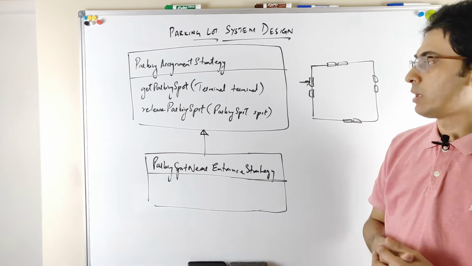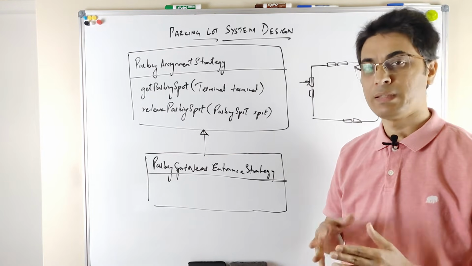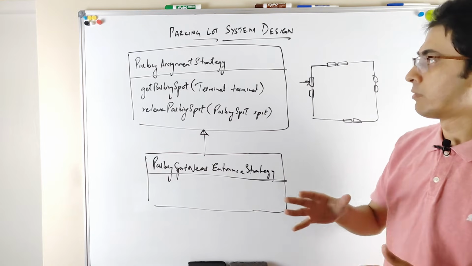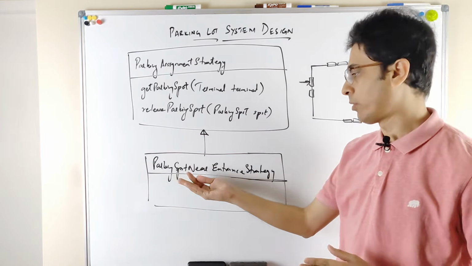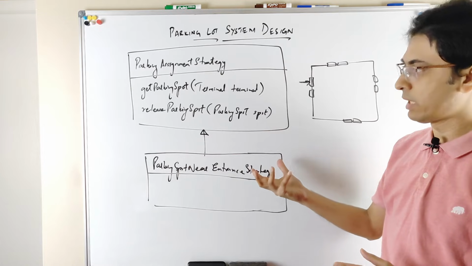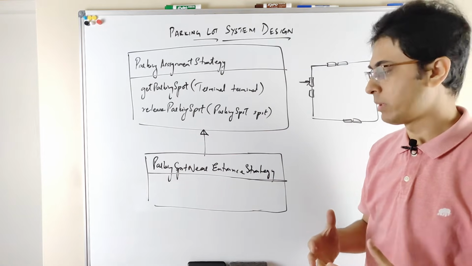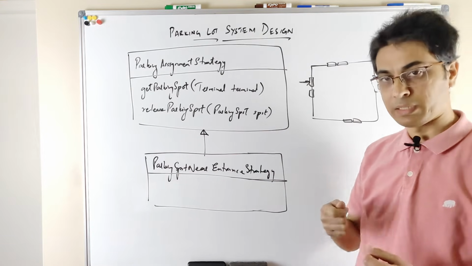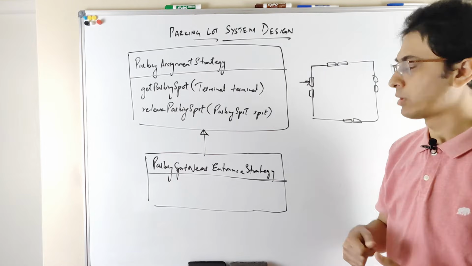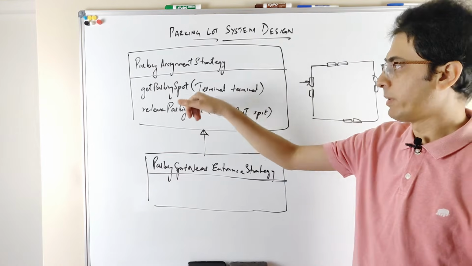available again. And now here we will be using the strategy design pattern, where we'll actually inherit our ParkingSpotNearEntranceStrategy class, which will implement the algorithm to actually figure out the nearest parking spot and return that parking spot to the entering customer, and it will be implementing this interface.